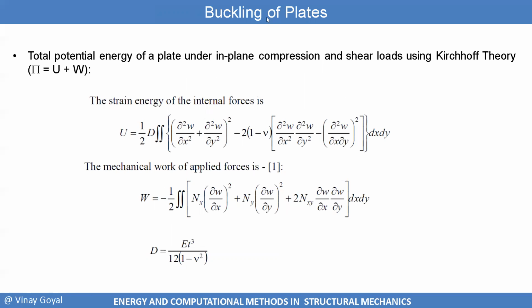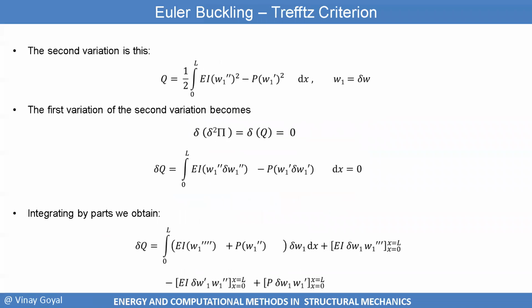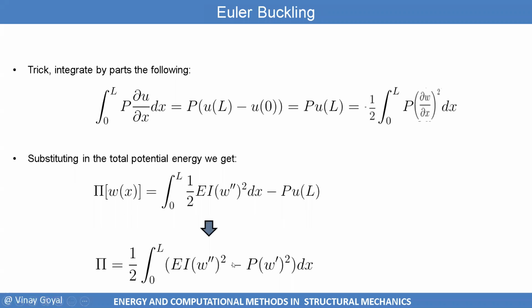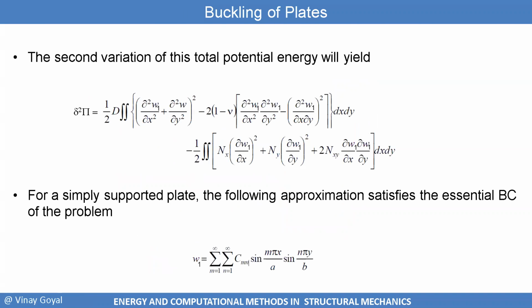So what about buckling of plates? So this is like a buckling of plates. So the total potential energy of a plate under in-plane compression loads and shear loads using Kirchhoff theory, and we already covered Kirchhoff theory. If you calculate the strain energy of a plate, this is what you will get. This right here is the mechanical work of the applied forces. In a very similar manner, I showed you how this load P becomes an internal work like that, P W prime squared. In a very similar manner, you can show that those external loads applied become these terms right here. You can see that they're P times W prime squared.